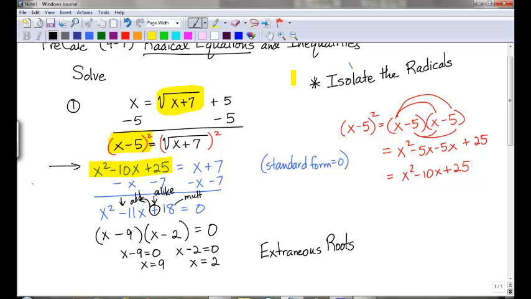Okay, and this is a great ACT type question, because they're going to have choices. A would be 9 and 2, B would be 9, C would be 2, and D would be none of the above. So what they're saying is check your answers. Sub 9 back in there. If you go back to the original, and I don't care if you write it out, but you better at least do a check.